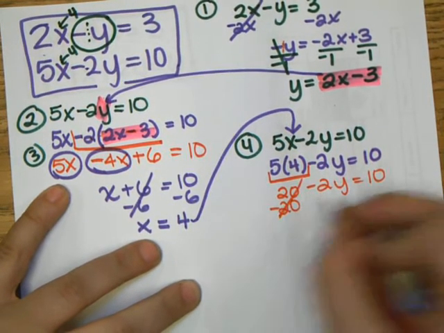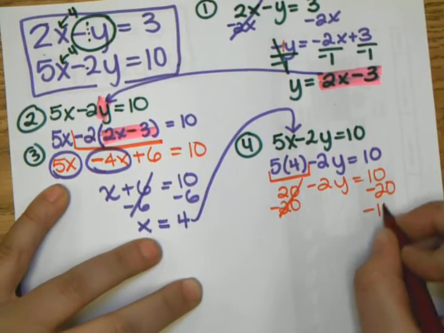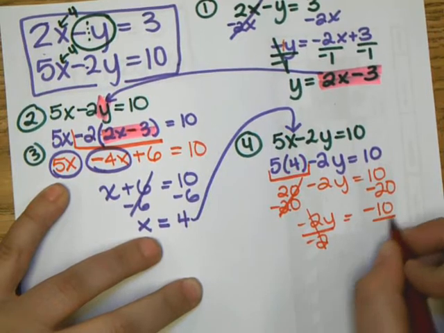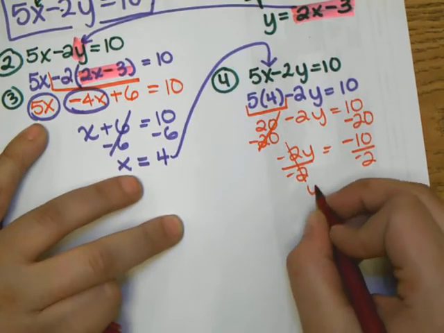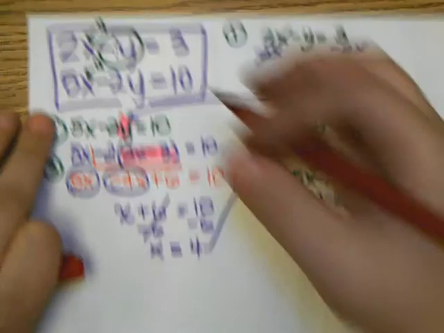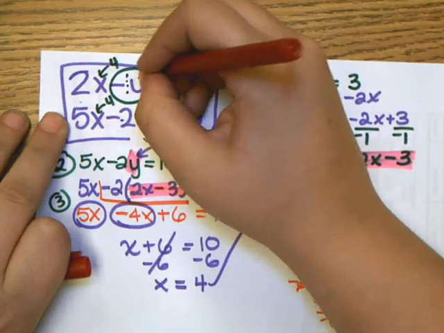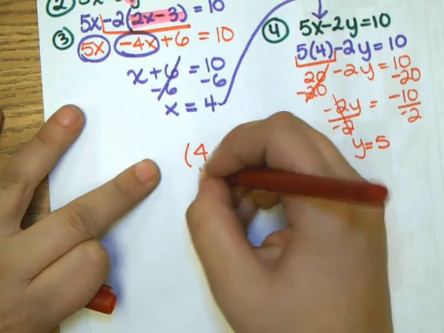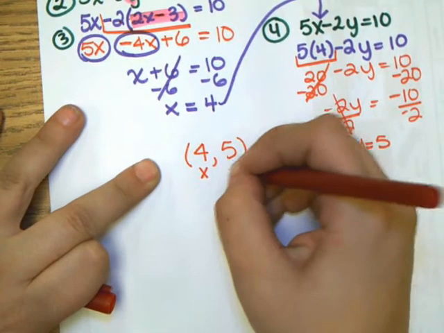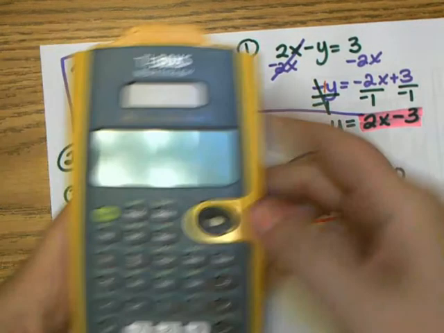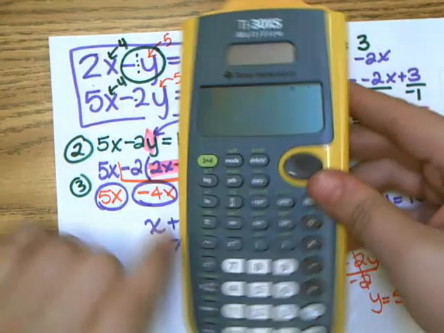So 5 times 4 is 20. Solve for y now. And we get that y equals 5. So that means this is 5 and this is 5. So our answer is x is 4 and y is 5.